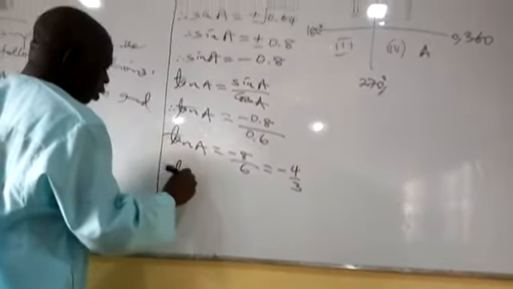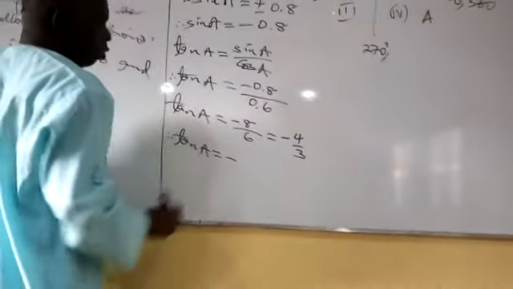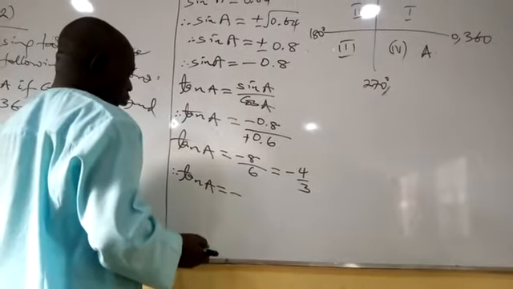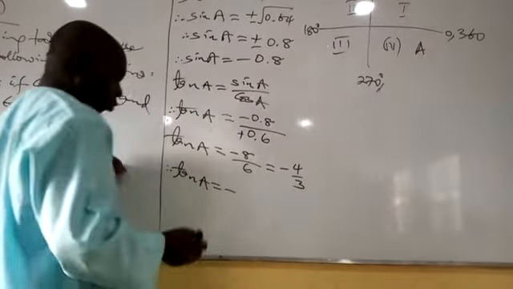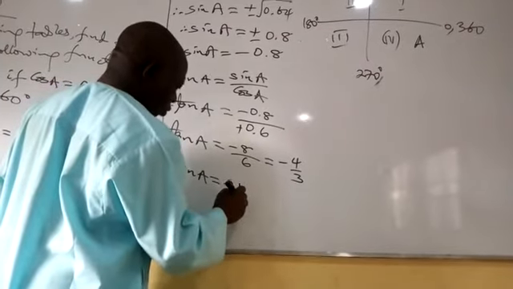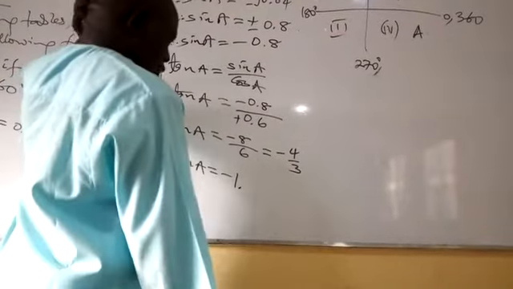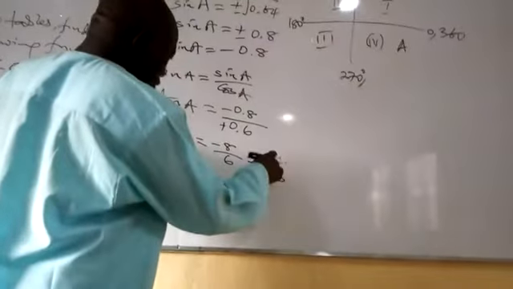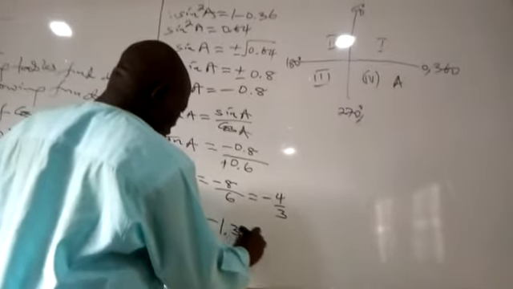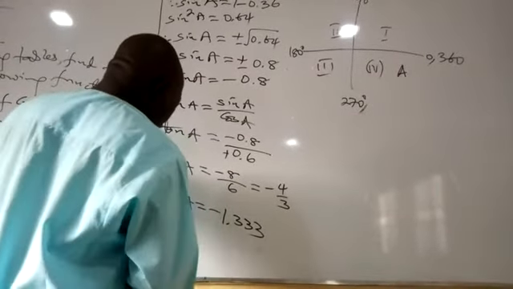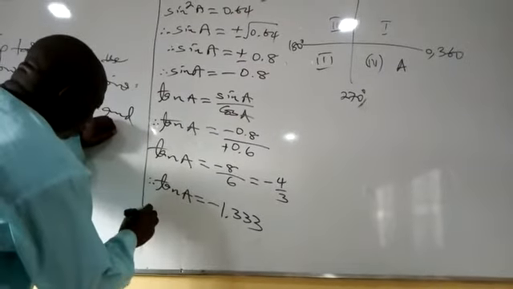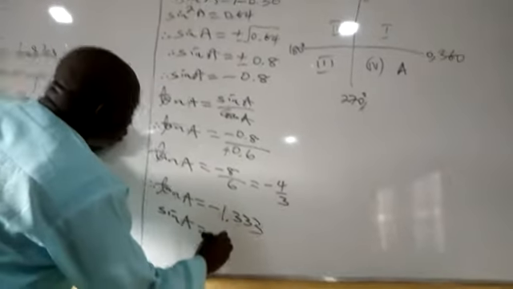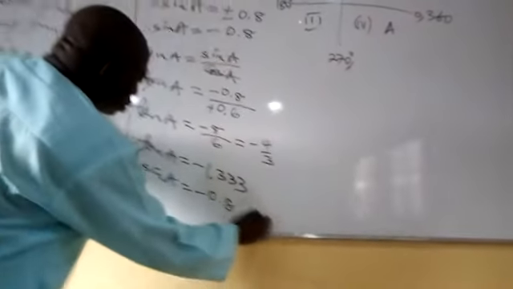Therefore, tan A is equal to minus 4 over 3. Why is it minus? Because minus over plus is minus. So 3 in 4 is 1, remainder 1. Add 0, 3 in 10 is 3, 3, 3. So this is my answer. Tan A is equal to this, and sin A is equal to minus 0.8. These are my answers.